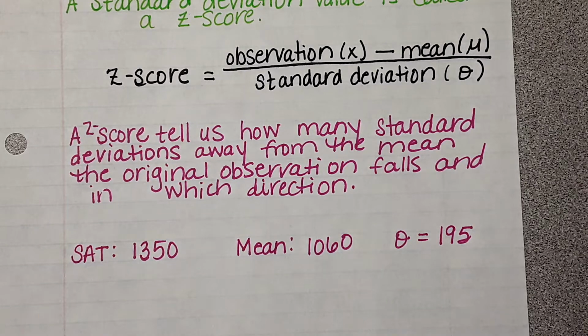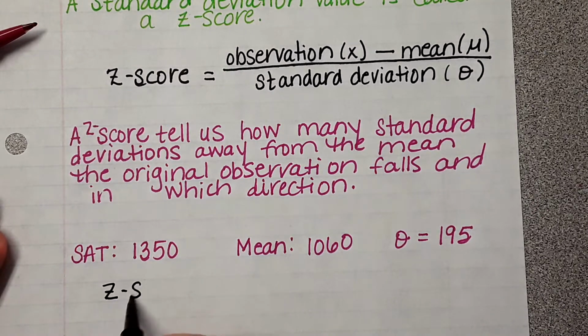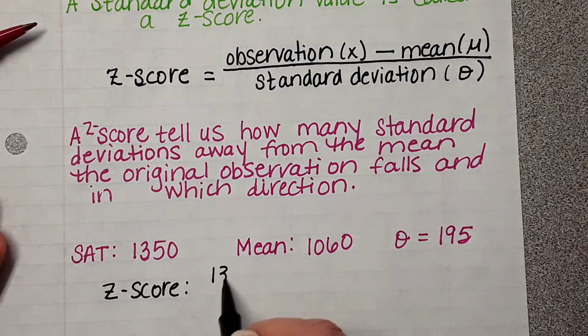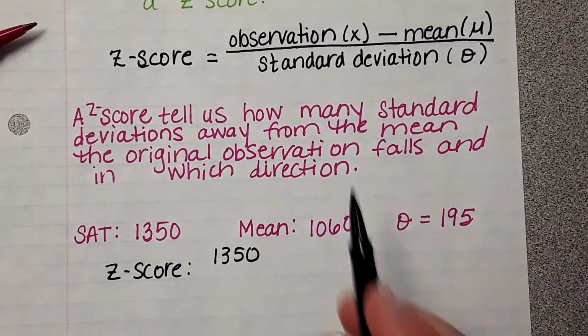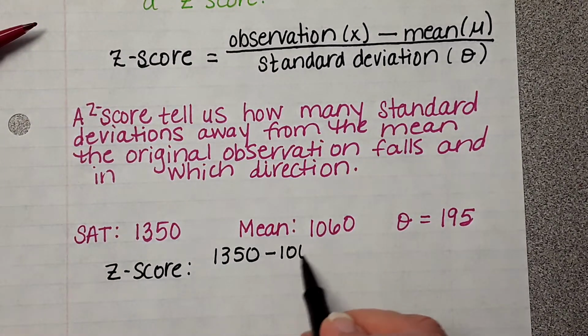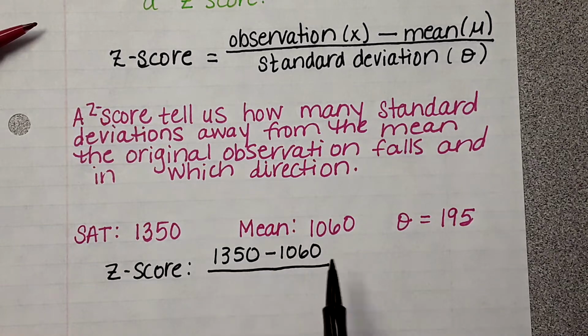So we're gonna find the z-score. So we know in our head, right, that our z-score should be positive because our SAT score is above the mean. So I had to look it up last year. So we're going to do 1350 because that's our original observation. We're going to subtract out our mean, which is 1060, and then we're going to divide it by 195.